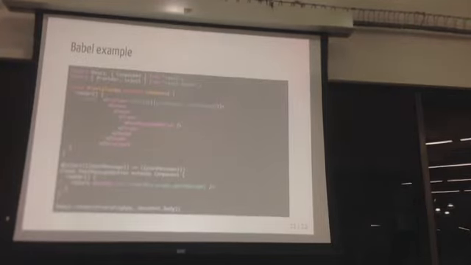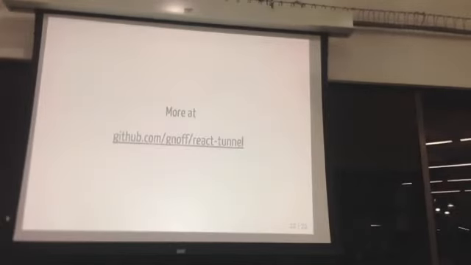So here's an ES6 example. My syntax highlighting is kind of messed up, but you can use inject as a decorator for this class. We're basically saying pull off post message and provide it as a prop to this post message button, and then you would export, or in this case, we're rendering the thing. So yeah, more at this repository.